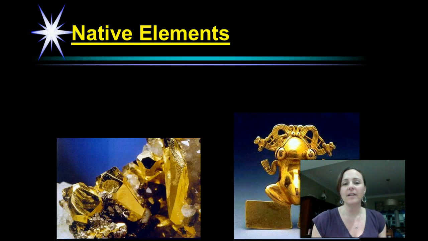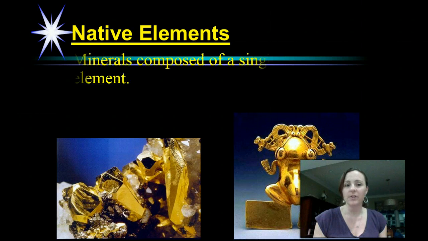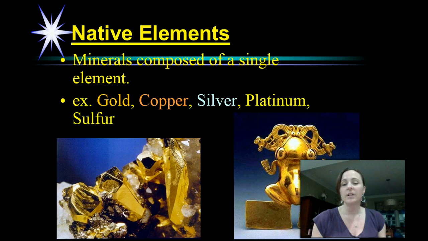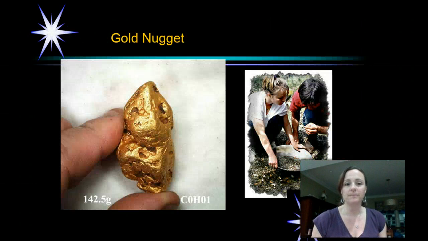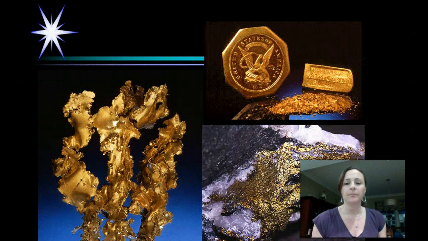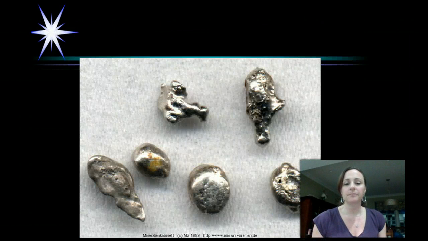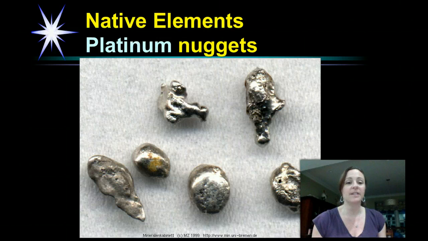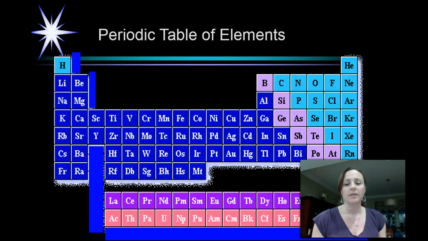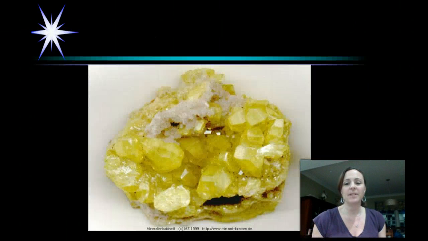There are some native elements that are also minerals. They are composed of a single element. For example, gold, copper, silver, platinum, and sulfur. I'll just show you a few pictures of these single elements that are actually minerals. Gold. This is a picture of platinum, which is a white gold. Here's a picture of the periodic table of elements, and it just shows that some of those are on there.